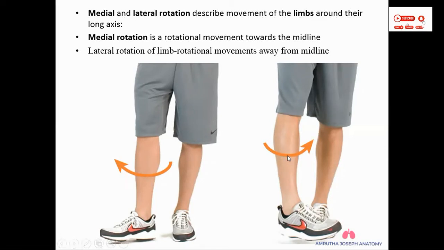Medial rotation is the movement towards the midline. So this one is medial rotation, and here is the lateral rotation of the limb. Here, what happens? The movement is away from midline. So this is the midline, right? So if a movement is towards the midline, that is medial rotation. If the rotation is away from the midline, it is lateral rotation.